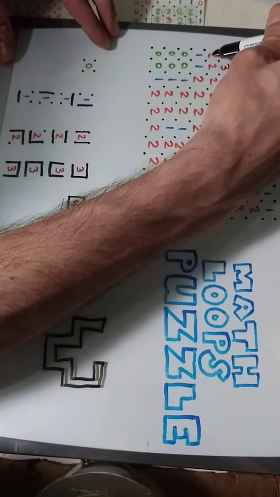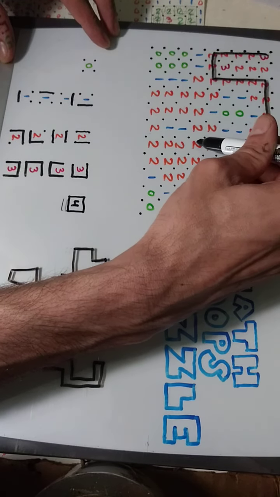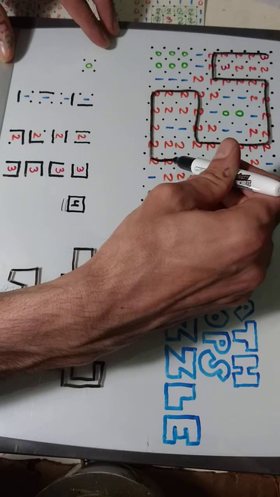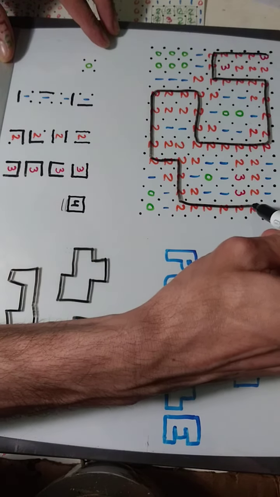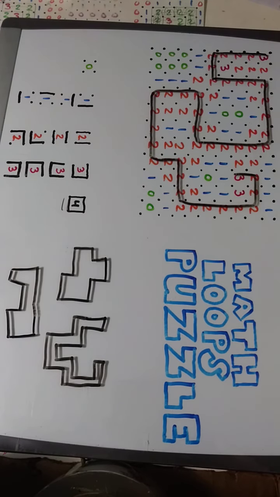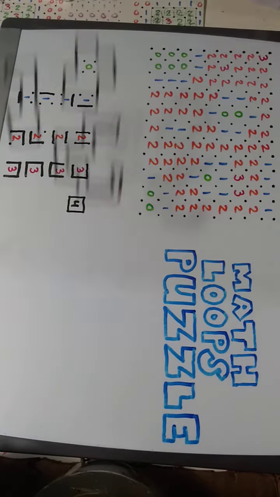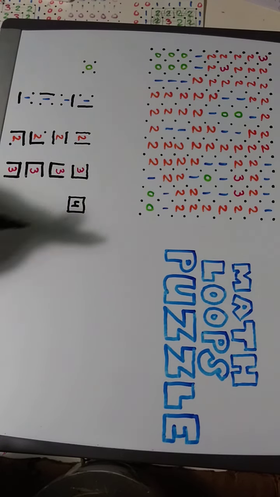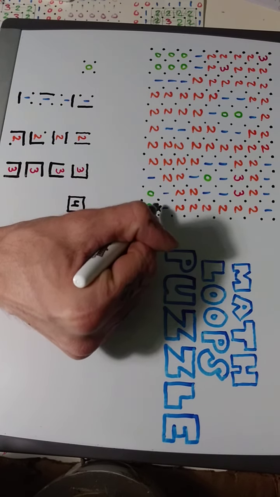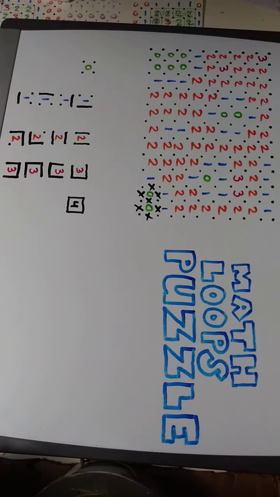So this is going to be the path that the closed loop is following. So that's going to be our closed loop. So with the zeros, you would have no lines around them. So we know there's no lines there.